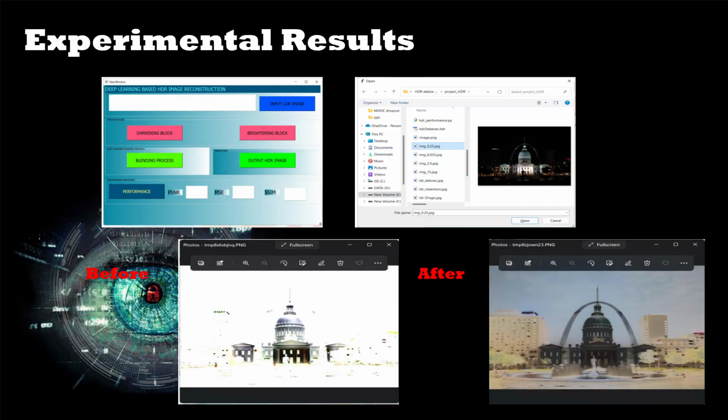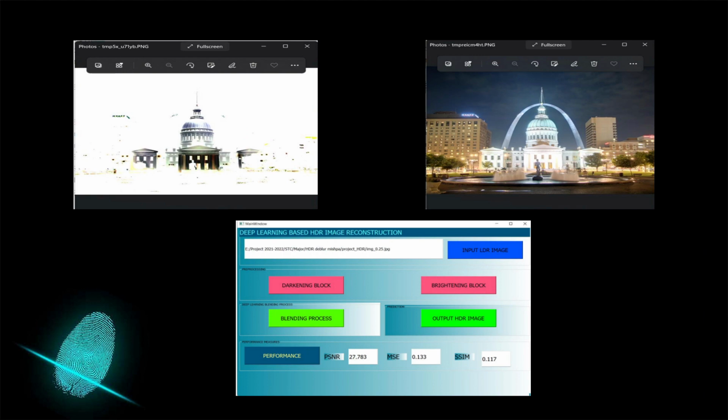Here are the experimental results. We can see the before image and the after image and the difference between them. Here are the next before and after images.